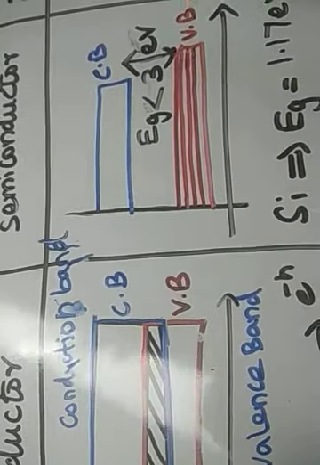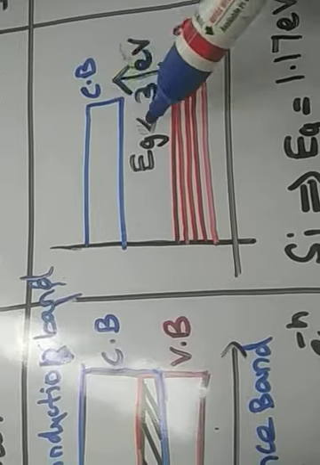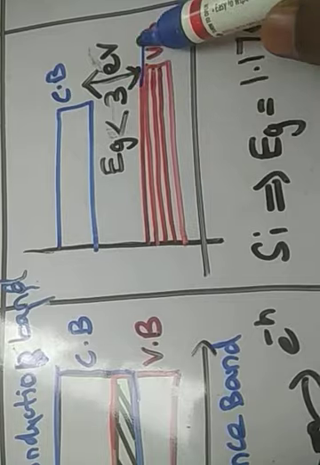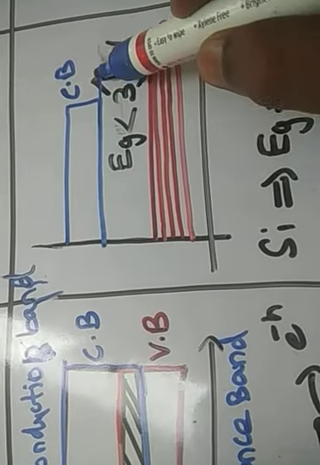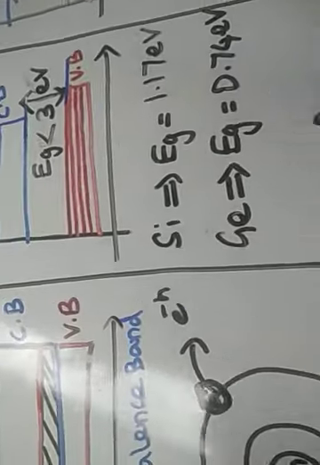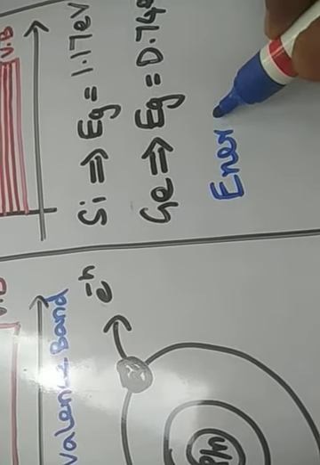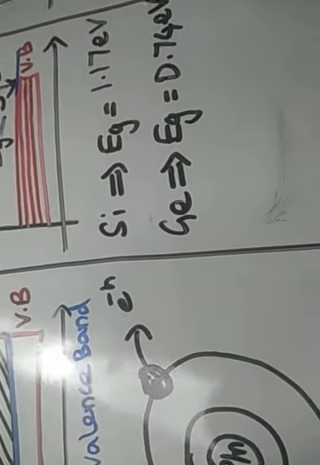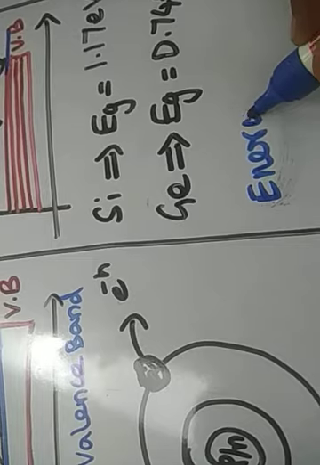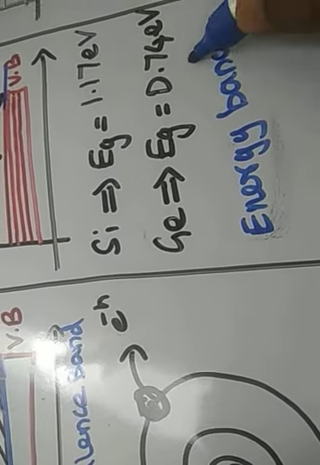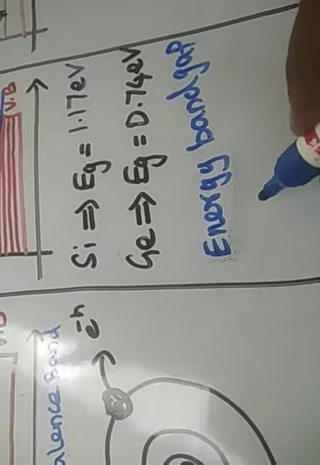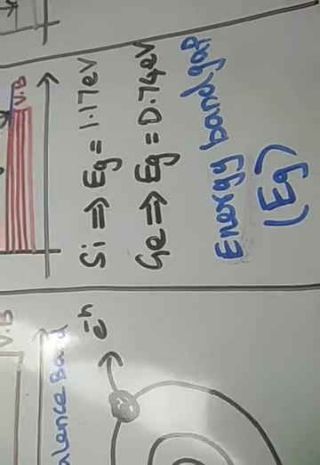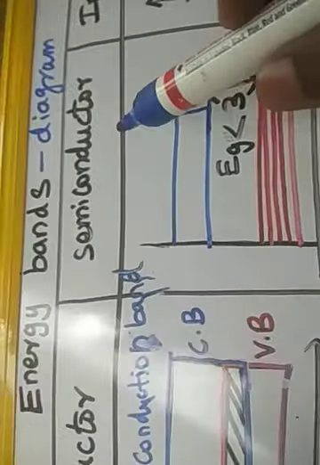For semiconductor, the valence band and the conduction band are separated by a certain distance. The gap between the valence band uppermost level and the conduction band lowermost level is called energy band gap. So I will write clearly: energy band gap. They may also say forbidden gap. So the notation is EG, energy gap. So this is the energy gap for semiconductor.